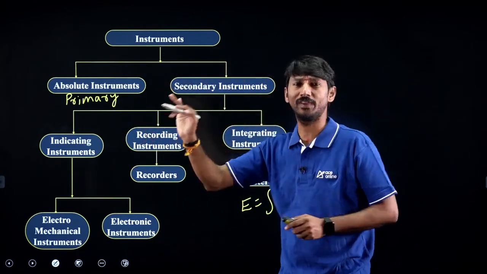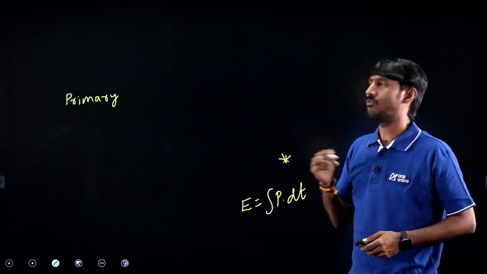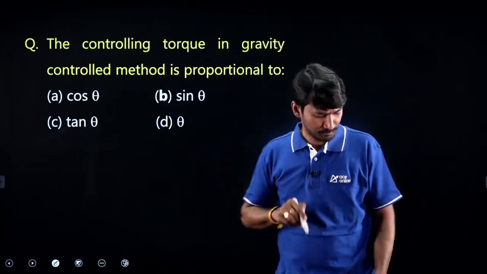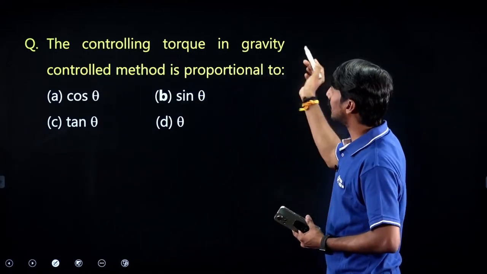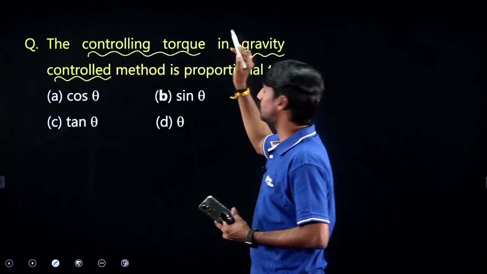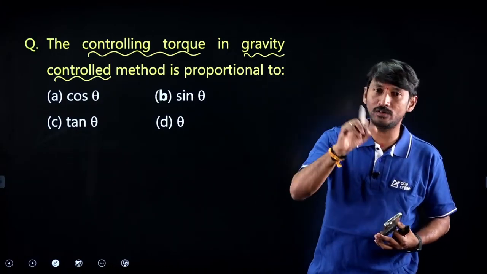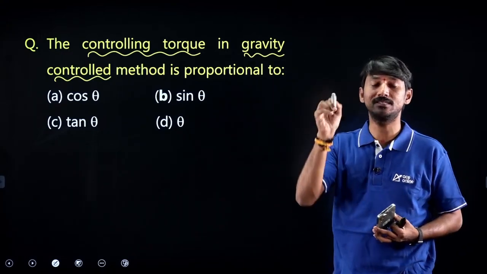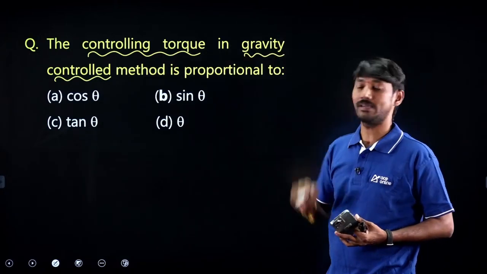That is the simple classification. From these indicating, integrating or recording instruments, what are the different types of questions available? Let us see. Sir, for all these questions, try to give the answers. The controlling torque in a gravity control method. Generally, two types of controlling torque methods are there: one is the spring control method, the second is the gravity control method. In the spring control method, what is the torque form? That is one question. But in the gravity control method, what is the controlling torque formula?